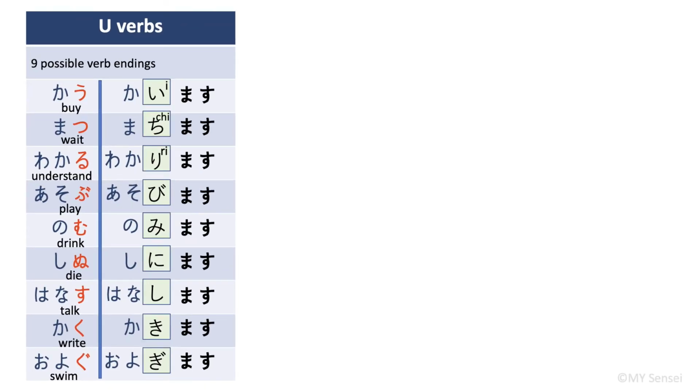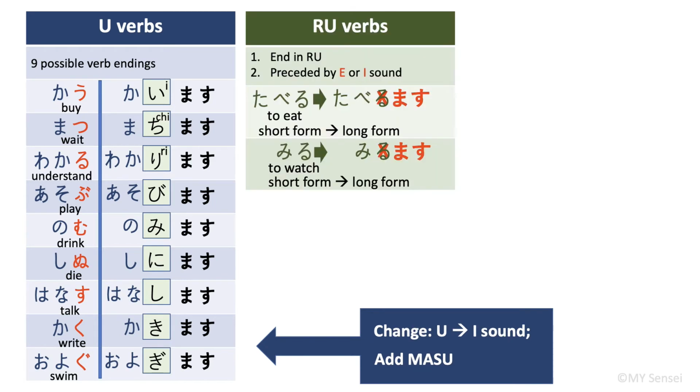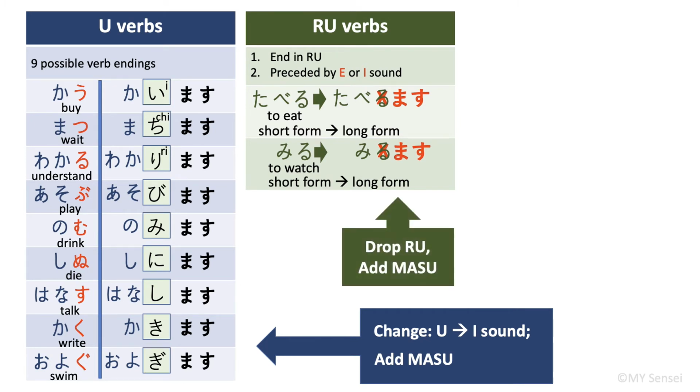In summary, to get mas forms of U verbs, we will need to change the U ending to I sound first and then add mas. Here's the recap for Ru verbs. To get the mas form of a Ru verb is to drop Ru and then add mas.